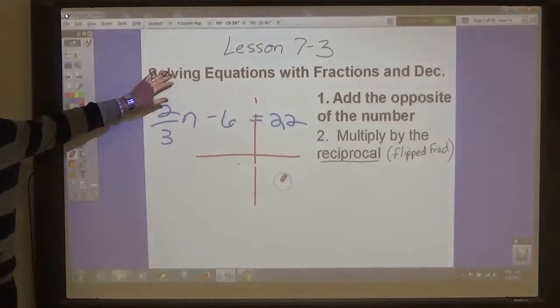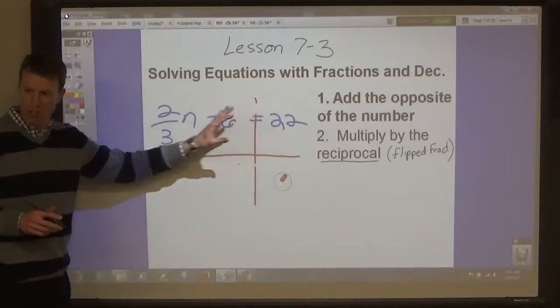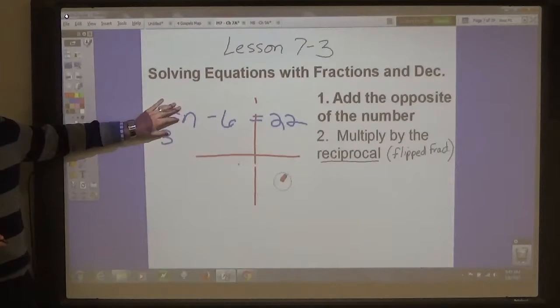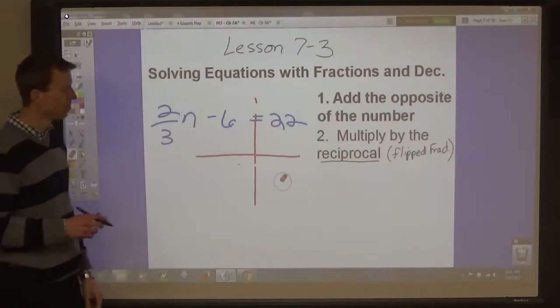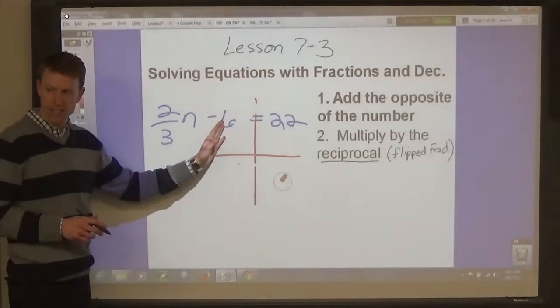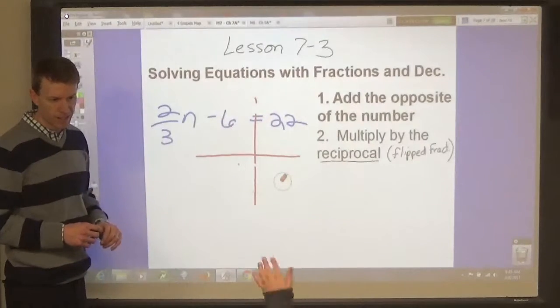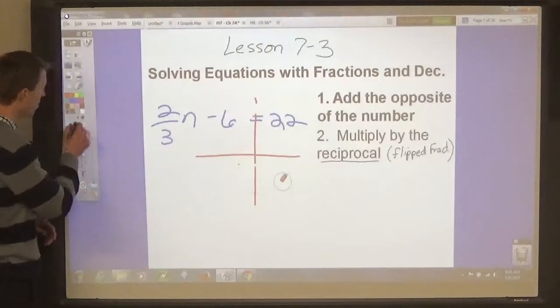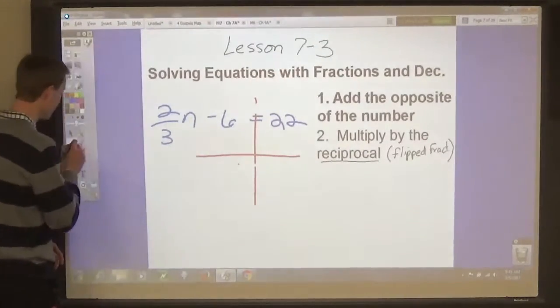So, as I said, you solve these equations the exact same way you did before. Add the opposite of the number so that you can get the variable term by itself. So what would we add to both sides? Carson. Yeah, to get rid of the 6, because that's the number that's on the same side as the variable, what would we add to the other side? Roy? The opposite of that. The opposite, which is? Positive 6. Positive 6. Yep.